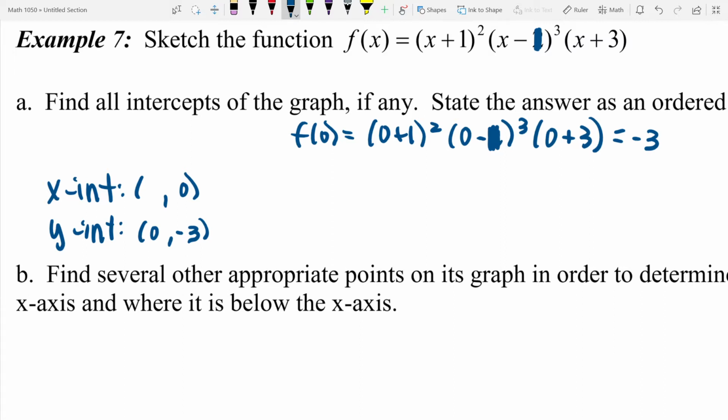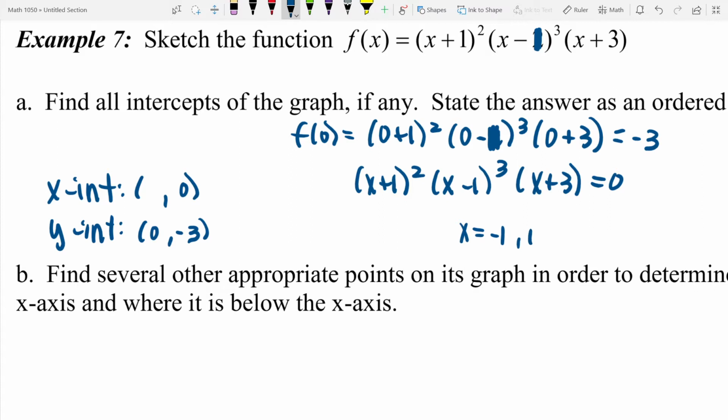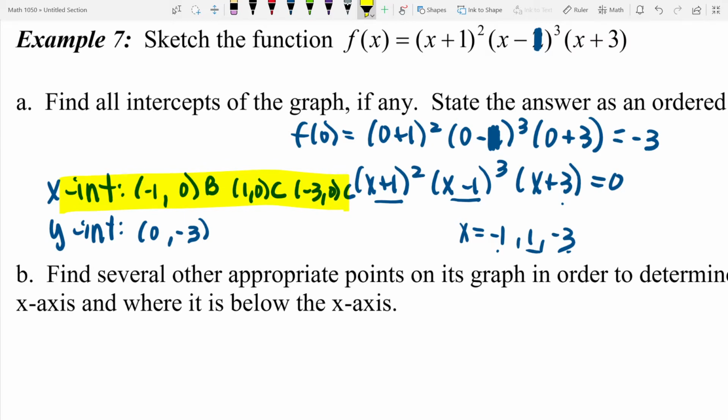Now let's find the x-intercept, so let y be 0. So everybody go x plus 1 to the second times x minus 1 to the third times x plus 3 equals 0. So that gives me x equals -1, 1, and -3. The -1 came from here, so I'm going to go -1, 0. That's even, so it's going to bounce. The 1 came from here, exponent's odd, so I've got 1, 0 crosses. -3 came from here, exponent's a 1, so it crosses. Okay, so there we go.